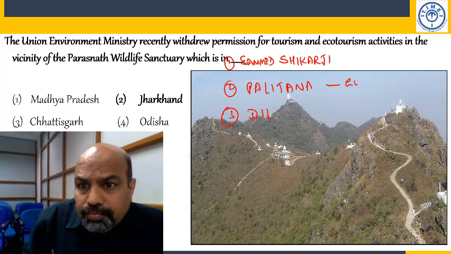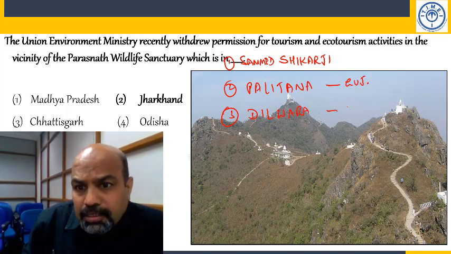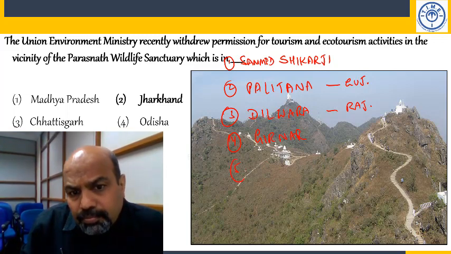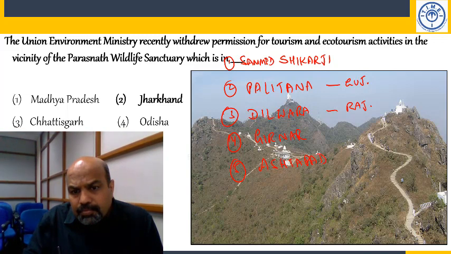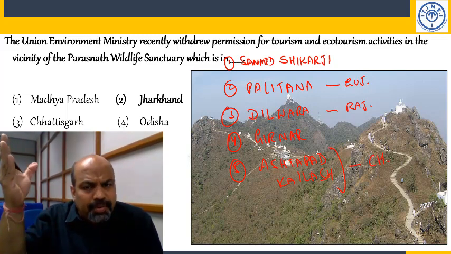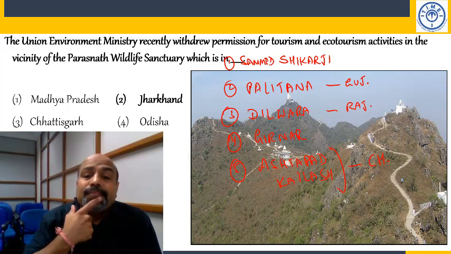Palitana in Gujarat. Dilwara, Rajasthan, Mount Abu. Girnar, pretty much in the same place that you will find. And the 5th is Ashtapada Kailash, which is in China, occupied Tibet. Kailash Parbat, this is the same place. Now, I wanted to know something here.